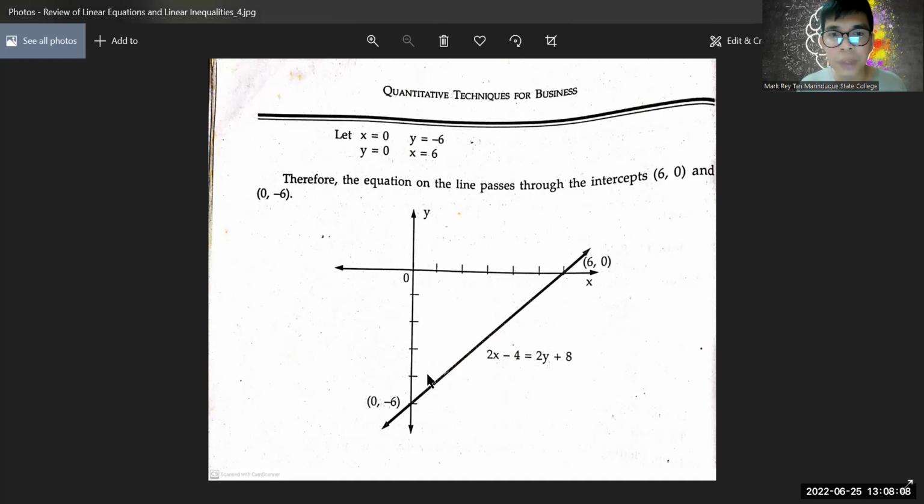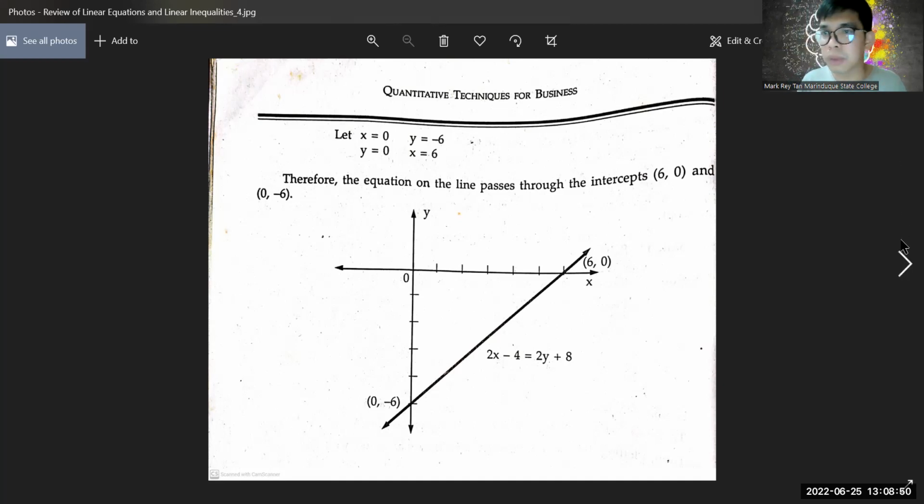Just like in the first example, i-plot lang natin siya. Ayan. So, dito sa 6 and 0, andito siya. And then, as you notice here, no, since negative 6 yung y, kaya nandito tayo dito sa lower portion ng Cartesian plane, whereas y is negative, yung negative 6. So, therefore, pag kinonect natin yung dalawang points, ito yung solution set natin. Okay. So, hindi naman siya ganun complicated. Ayan. So, tapos na agad tayo sa linear equation in two variables.